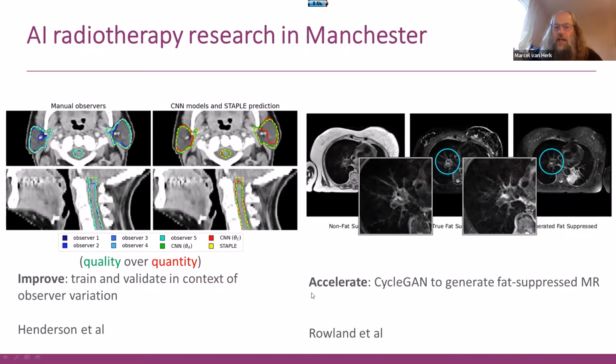Another thing that you can do with AI is generate new image modalities. We have an issue that specifically on the MR-Linac, when we want to image the patient with many, many different sequences, that's incredibly time consuming. So what we have been looking into is generating one MR sequence from another using a cycle GAN. This is an example where you can see the actual image on the left and the generated image on the right, and those are of high quality.